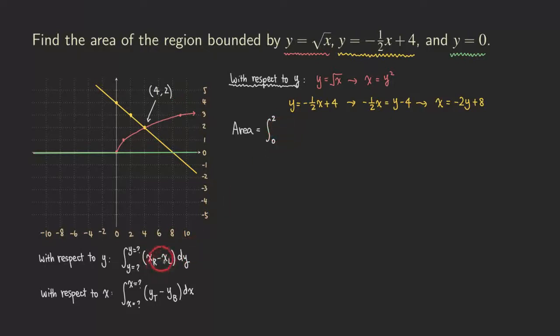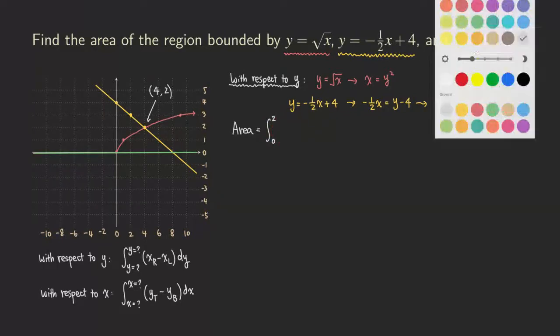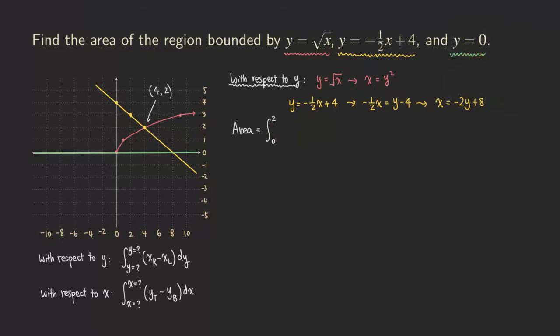Okay, so now following this idea, we've got to use the right curve minus the left curve. The right curve is the yellow straight line, which is this one. So we put down this whole expression right here, which is just negative 2y plus 8. Is that okay? So this one minus now the left curve. The left curve is the red curve right here, which is the square root function. But then we solved for x, so we get y squared.